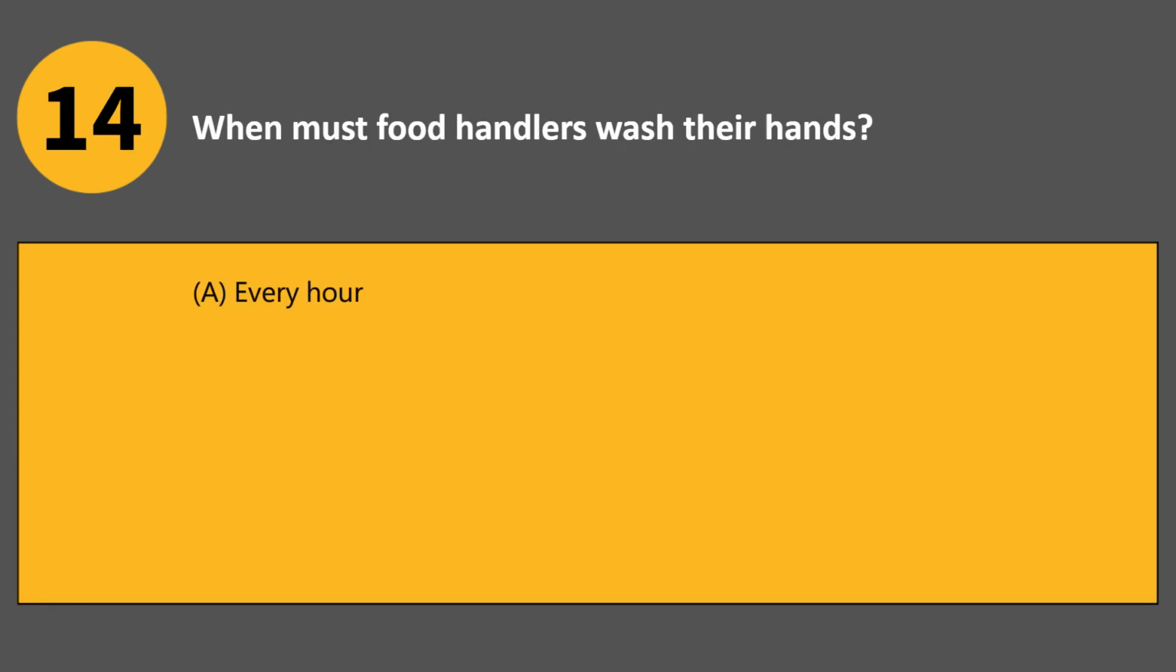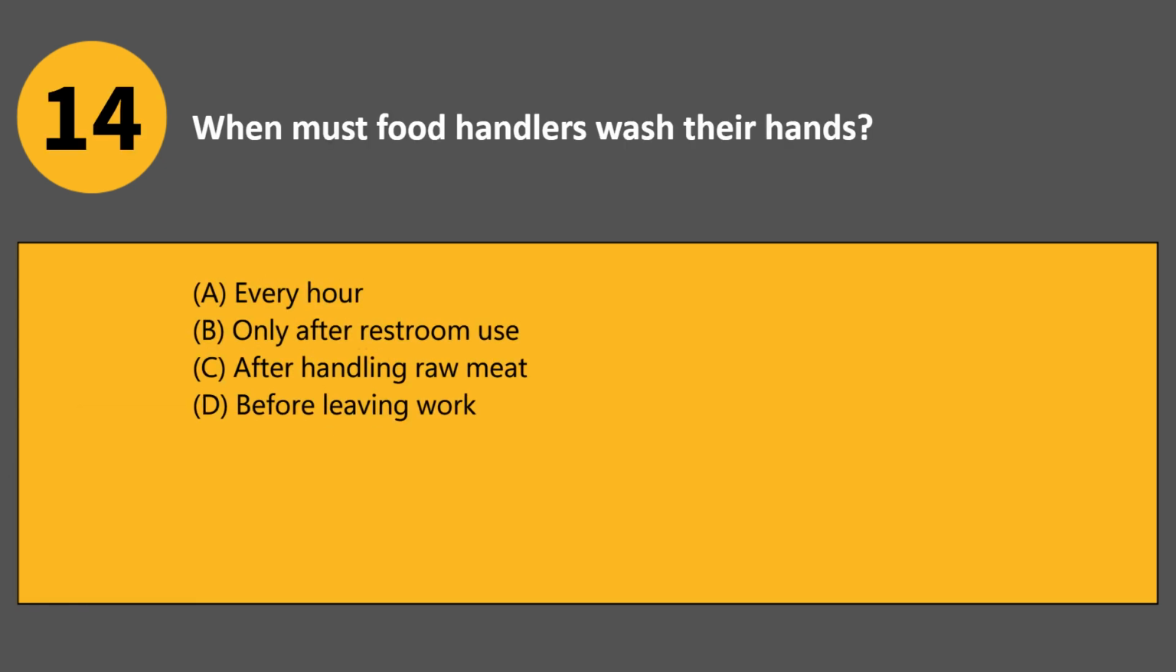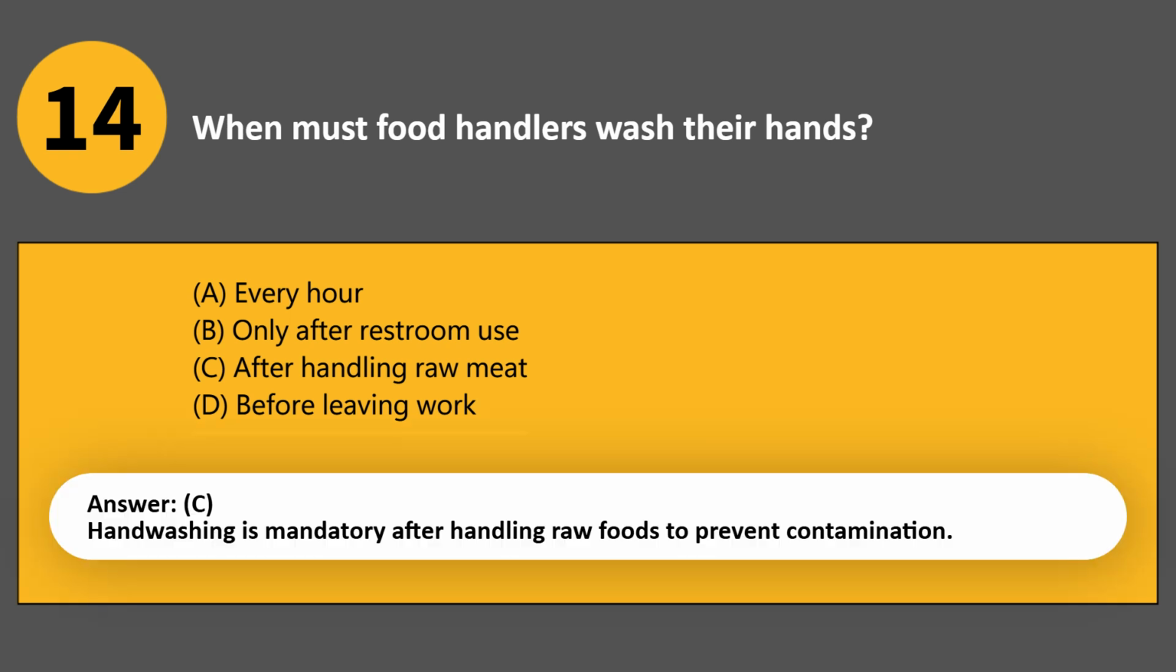When must food handlers wash their hands? A. Every hour. B. Only after restroom use. C. After handling raw meat. D. Before leaving work. Answer, C. Hand washing is mandatory after handling raw foods to prevent contamination.